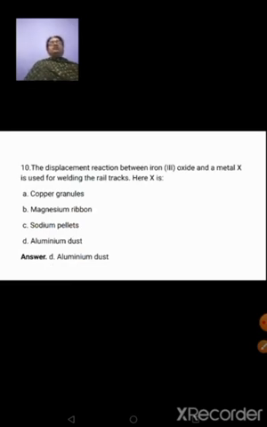Next question. The displacement reaction between iron 3 oxide and a metal X is used for welding the railway tracks. So what is that X which is used here? Obviously, when you are talking about welding of railway tracks, we go for aluminium metal. So the metal X here would be among these 4 options, that is copper sulfate, magnesium ribbon, sodium pellets, and aluminium dust. The option would be option D, that is aluminium dust.